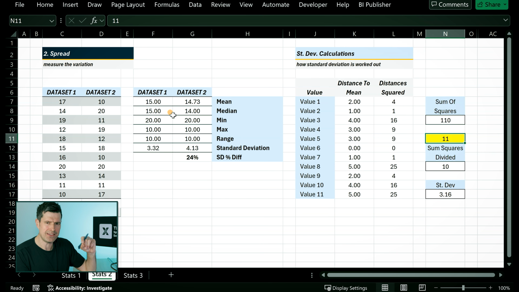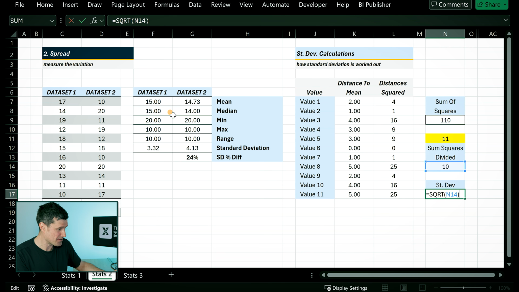number of values in the data set, or do we? Let's start with the number of values in the data set, which is 11. That gives us the sum of squares divided, and we then square root that using the square root formula. That gives us the standard deviation. Or does it? Because it's slightly different here. Well, what's happened? Let's go ahead and change this to 10.